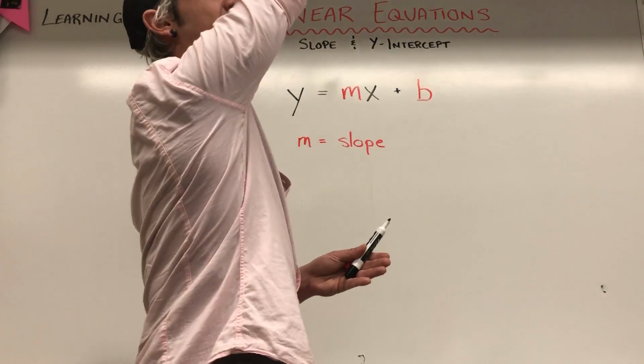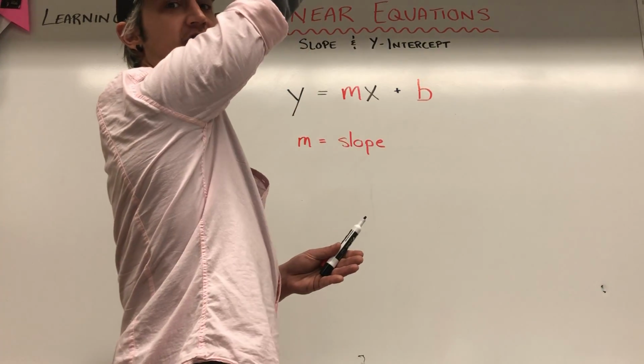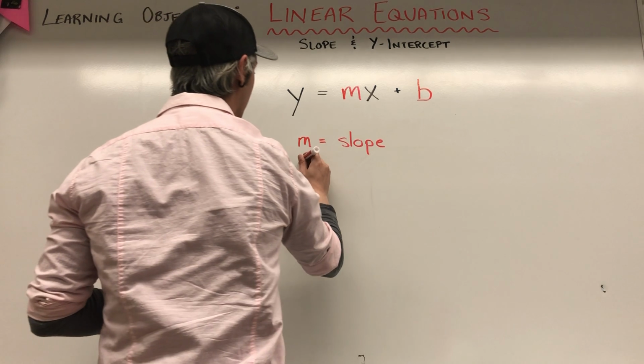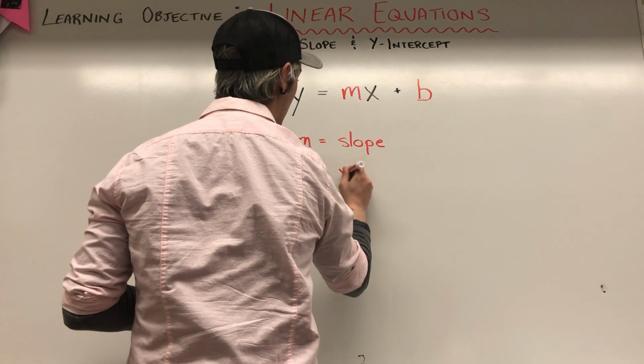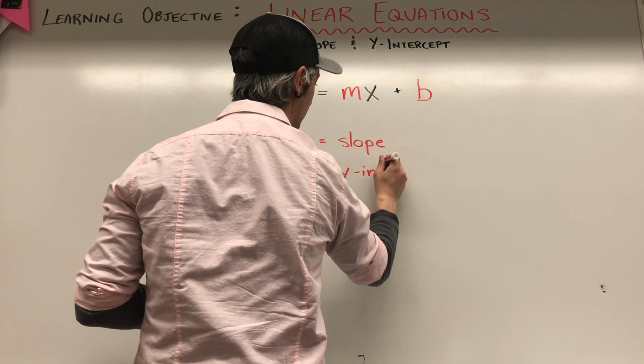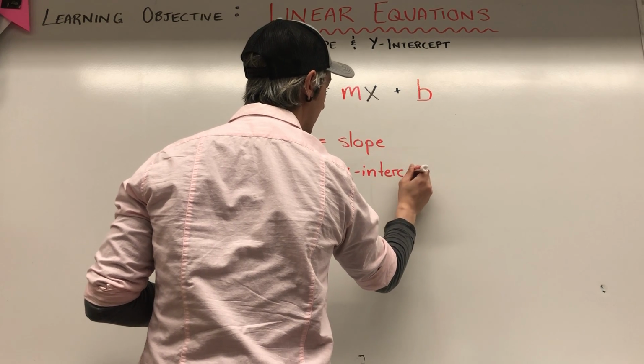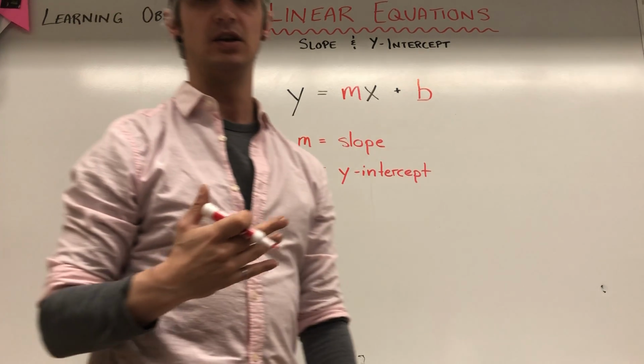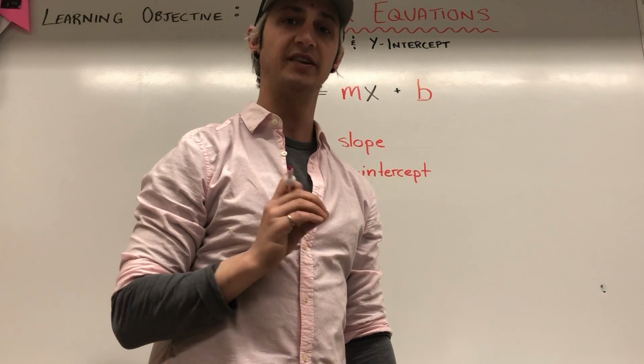The slope is basically the rate of change of my equation. And then b, the y-intercept, is basically where my linear equation crosses the y-axis.